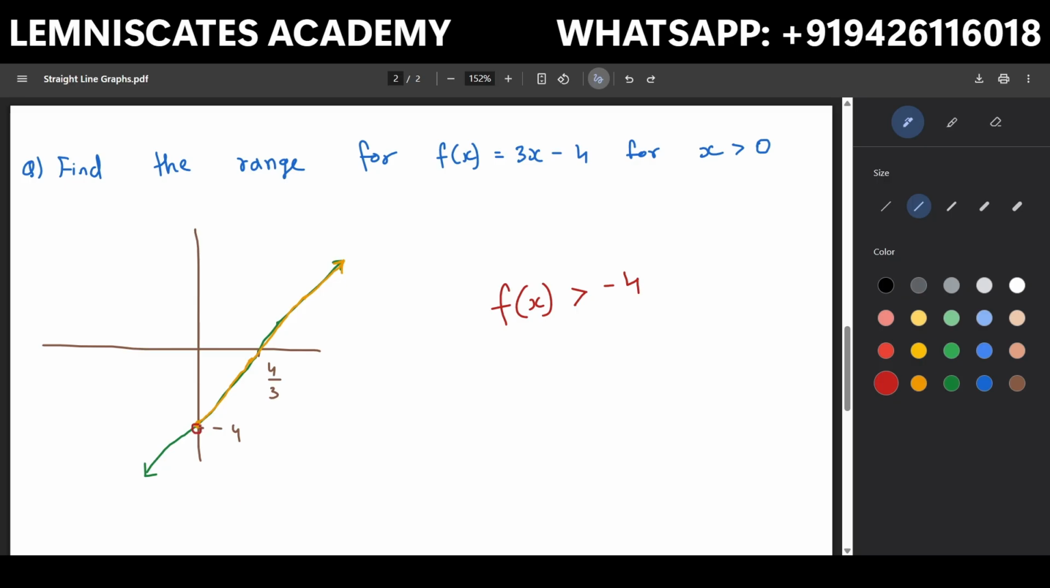Because of course minus 4 is not included in your range, because you got minus 4 as an output when x was equal to 0. But yes, because x equal to 0 is not possible, we are just starting just after x equal to 0. So all the values just above minus 4, all the way up to positive infinity, are included. But minus 4 is not included, only because minus 4 was the output when x was equal to 0, and 0 was not part of the domain. So yes, this was the question. I hope even this has given you some kind of an idea.